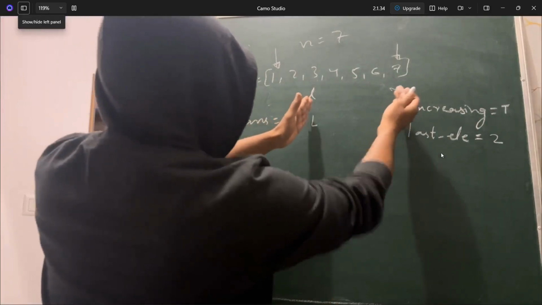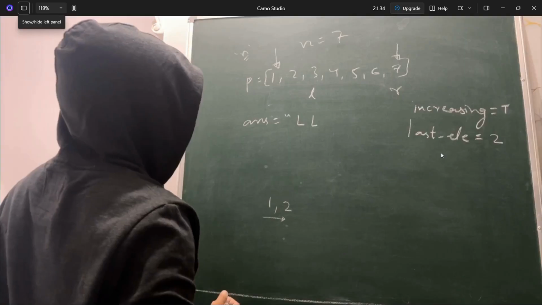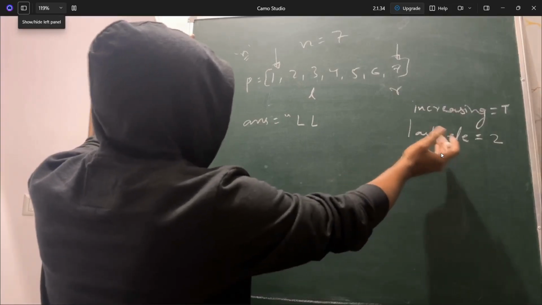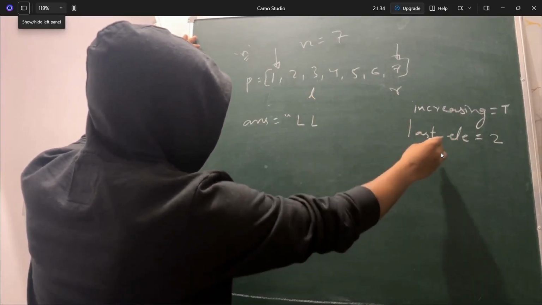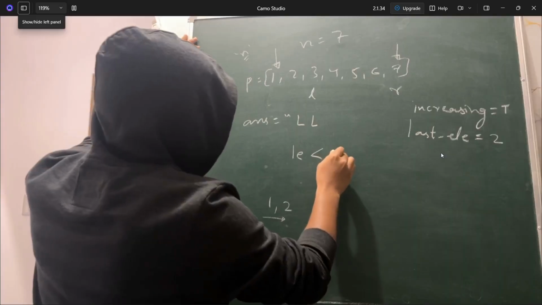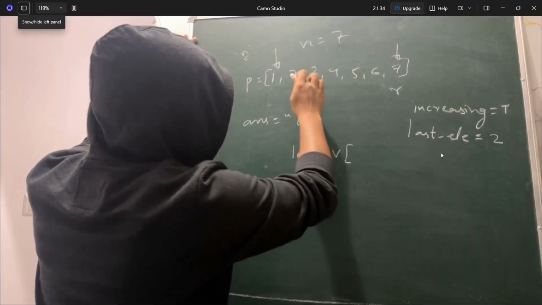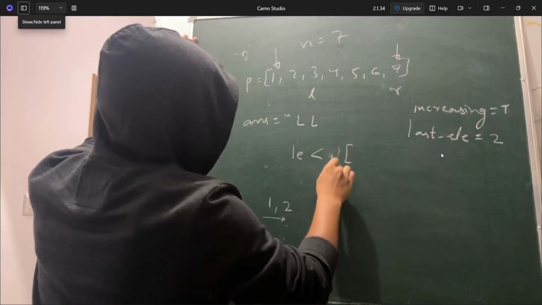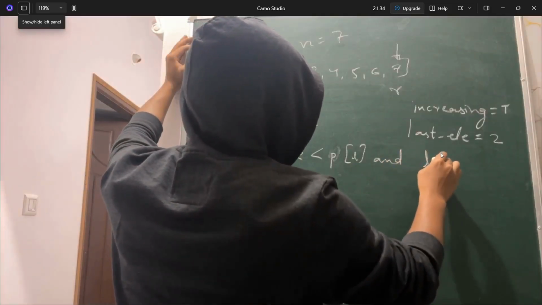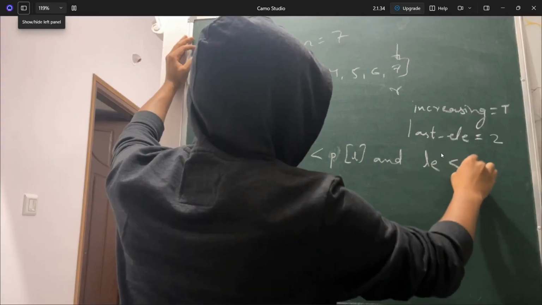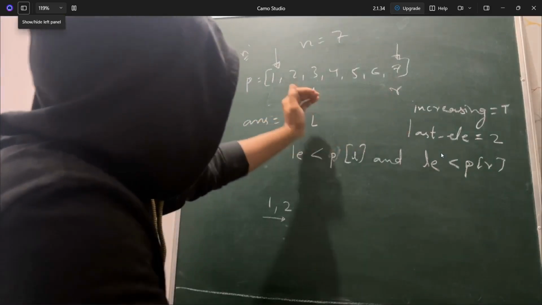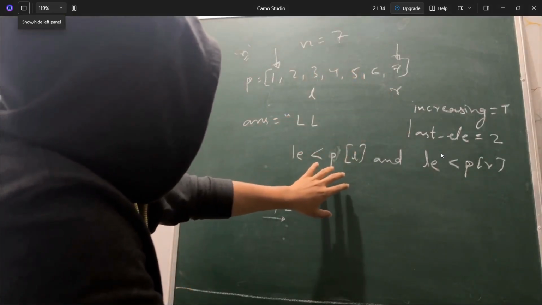So now we are at left and right. What I'll be doing is basically checking whether the last element, let me denote it as le, is less than p of l and the last element is less than p of r, which means whatever element right now you're going to choose will be greater than the last element.